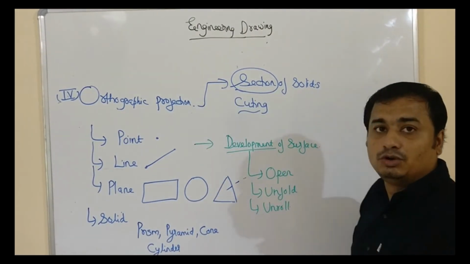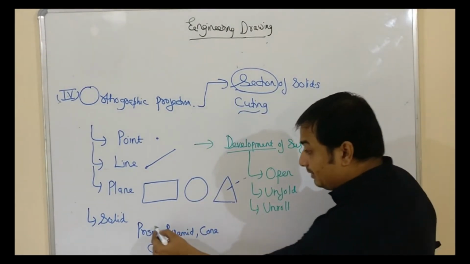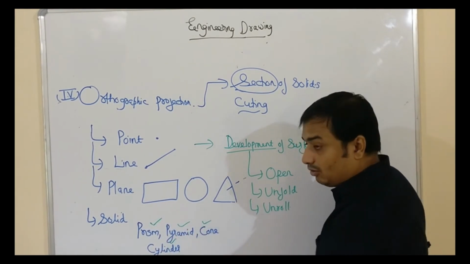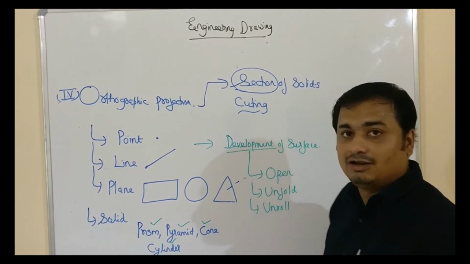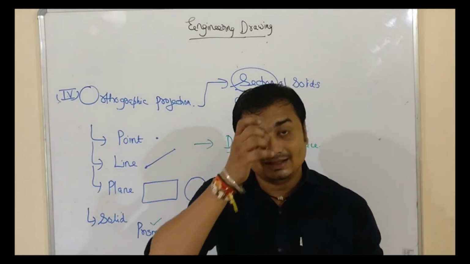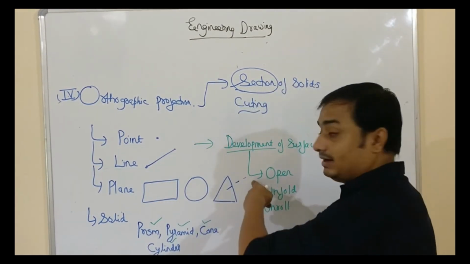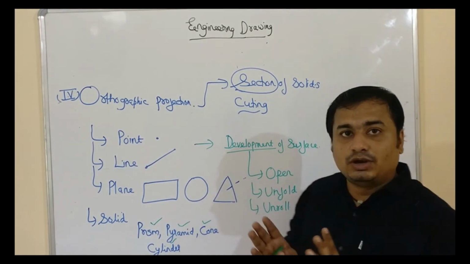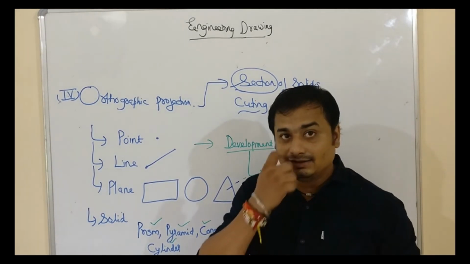So we are going to draw the development of prism, pyramid, cone and cylinder. Also we are going to draw the development of the frustums of solid. Frustum means after cutting the solids. That also we are going to see in the development part. So development means we are going to open the solid from one end.